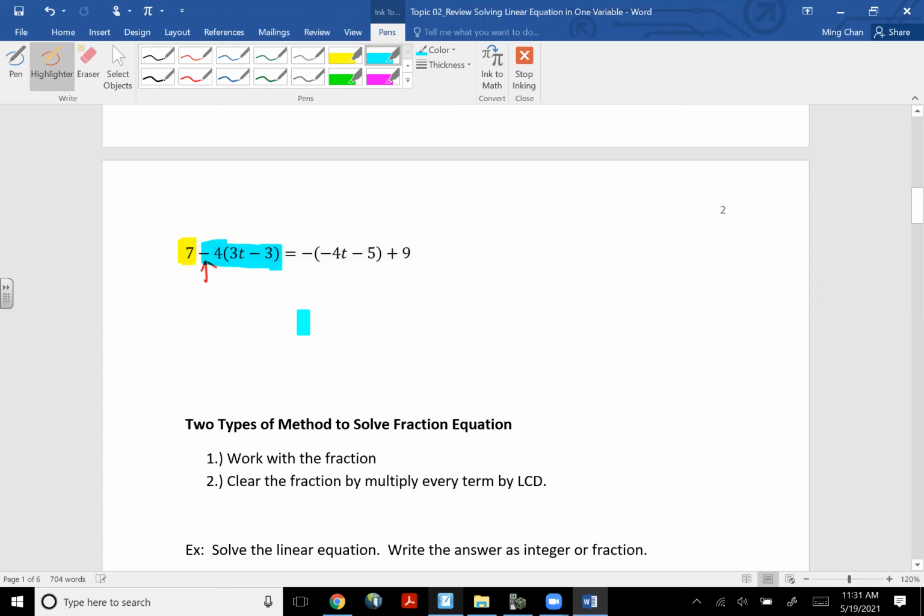That will need a distribution. On the right side, +9 is a term. So from the equal sign to the plus sign, that must be one term. So my third term also contains a parenthesis with two terms in there, so I've got to do a distribution. All right, +9 is my last term. So this equation has four terms.